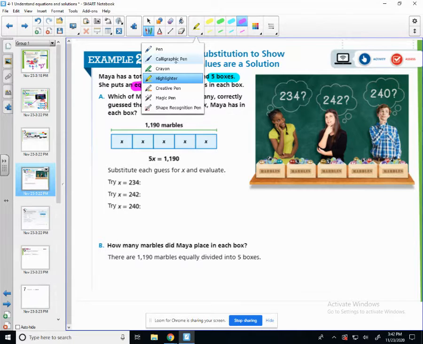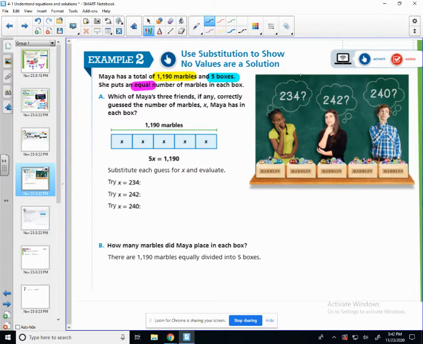So we're looking over here. They're all guessing how many marbles go into each box. So we have to figure out who's right. So we have our total. It's splitting up between 5. And so that's how they got this problem right here. Because the 5 boxes times however many marbles should equal my total amount of marbles. So we're going to try it out.